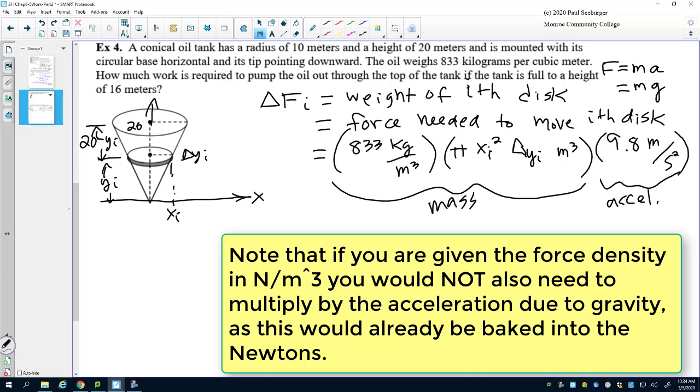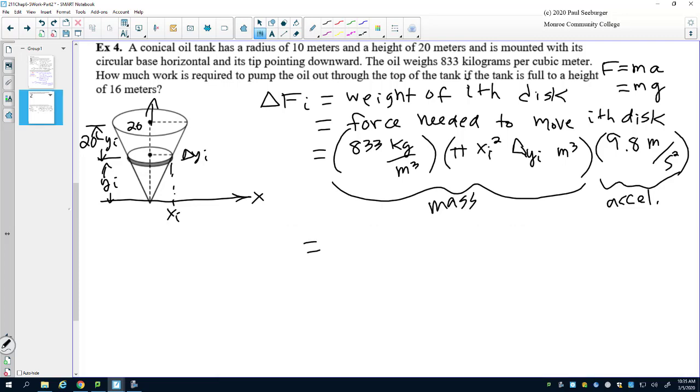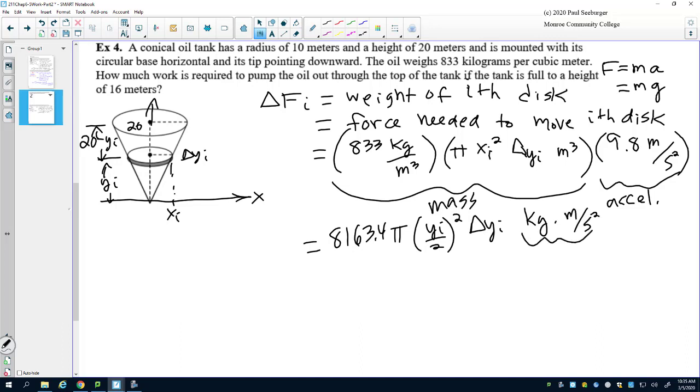All right, so let's see. That ends up giving us 9.8 times 833. I think that ends up being 8163.4. Okay, bring pi along for the ride here. We know what x sub i is, so we can put that in here. y sub i over 2 happens to be the same relationship here. Squared, delta y sub i. And this then is our kilogram meters per second squared, or newtons.